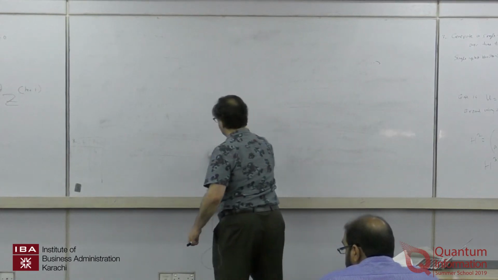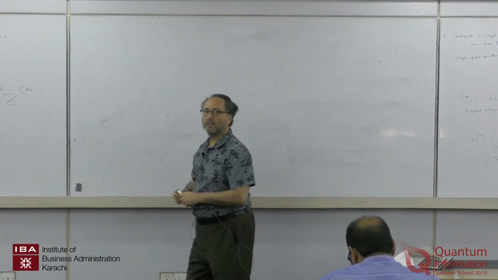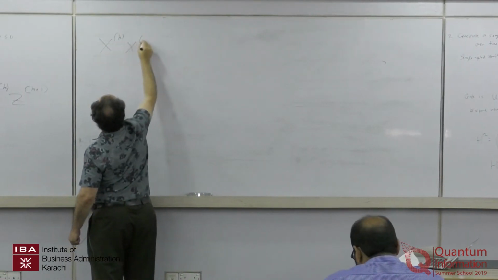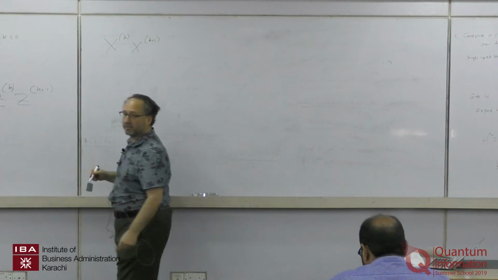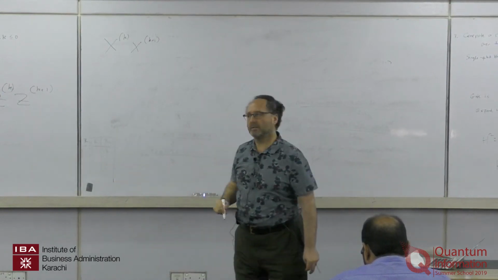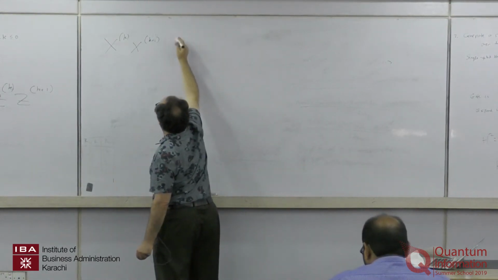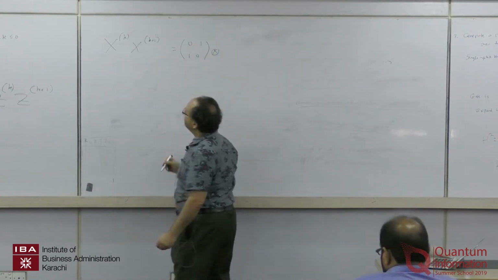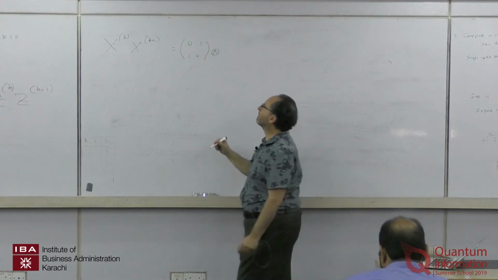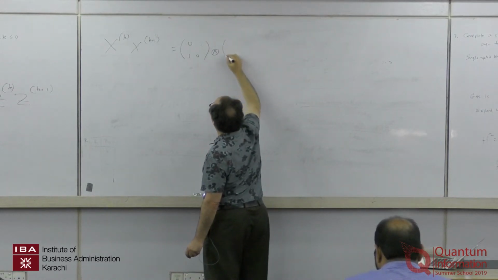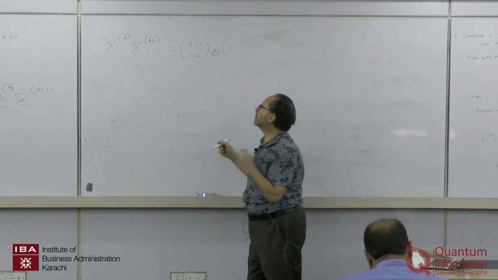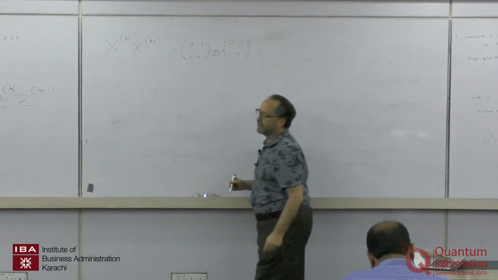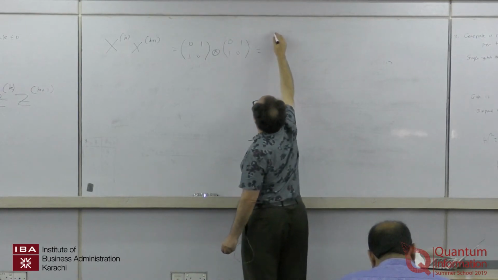So let's do x_k plus 1. Let's understand what that means. This is x on the first one, and then this is x on the next one. So it's a tensor product, an outer product. And then this is equal to, I think I did it in class.